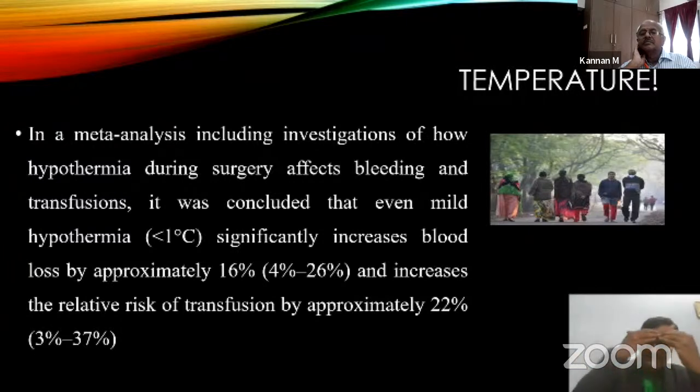Very important, we always neglect this. We get the OT temperature to 26, 28 and patient temperature to 33, 34, 35. In a normal prostate operation, see the temperature, and because the water is flowing in and flowing back out, bleeding will be more. They say for 1 degree C, bleeding is 16% more. So get the temperature to 36. Don't keep it like this. Get the temperature to 36. It's a very simple technique of intraoperative anemia management.